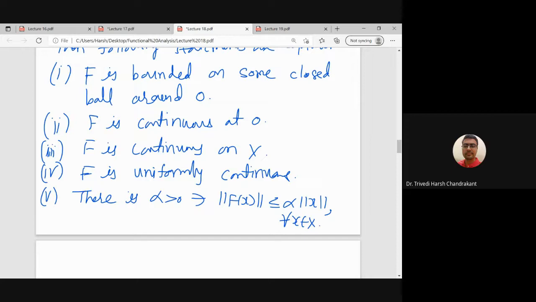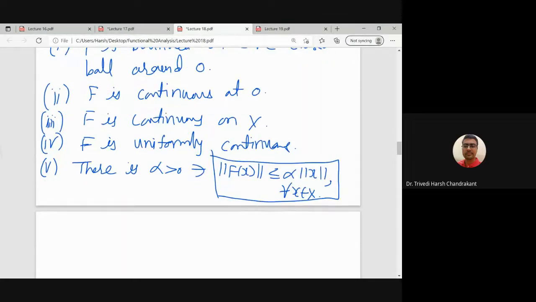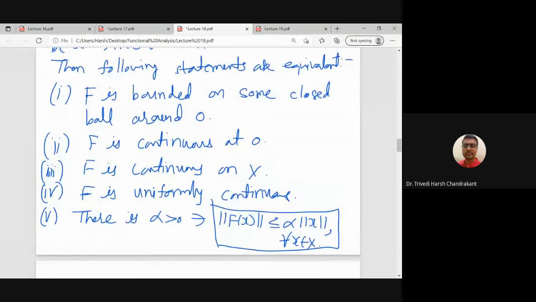So one standard example of a uniformly continuous function is a Lipschitz function. If you remember the Lipschitz condition, that condition is very similar to this condition for the linear maps. So that is this last condition. We want to prove that all these 5 conditions are equivalent, and some of the cases are very trivial.